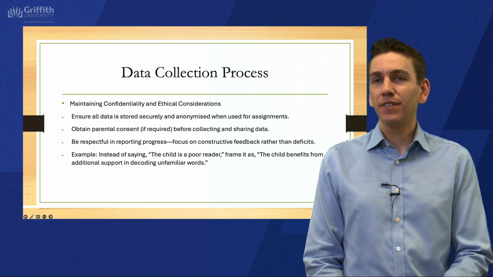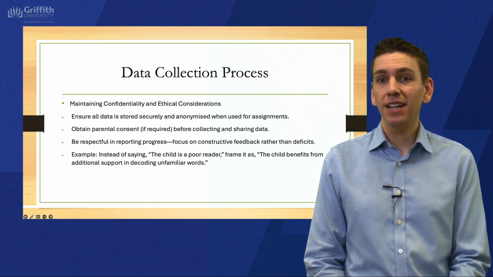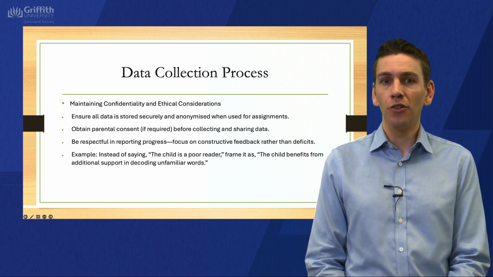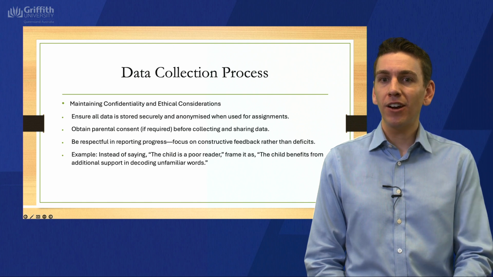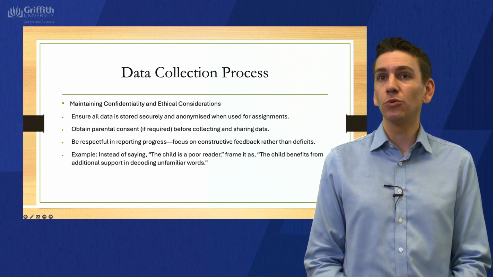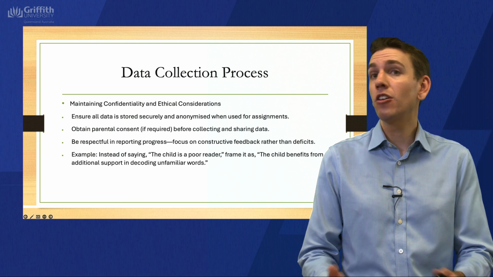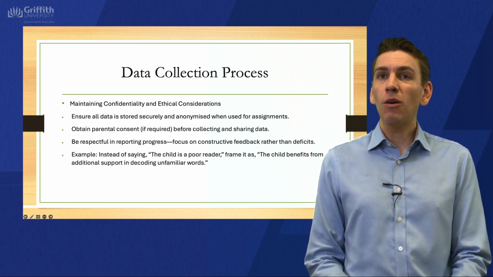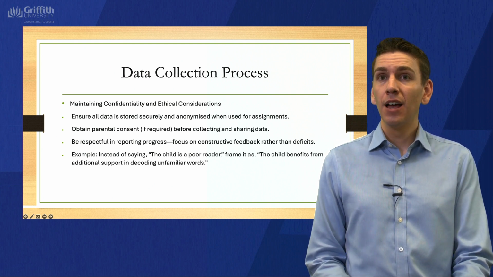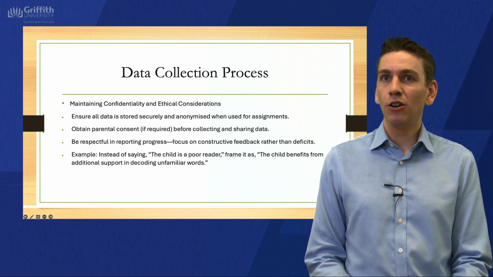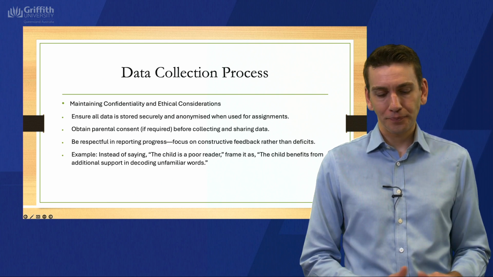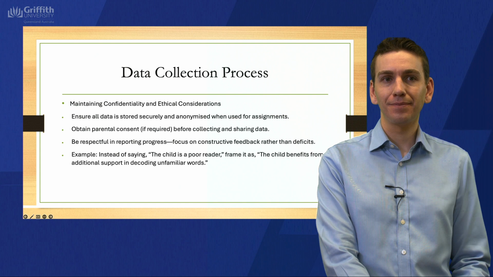So, a couple of examples off the top of my head. Rather than saying, oh, the child's a poor reader, reframe it: this child benefits from additional support in decoding unfamiliar words. That way it's positive and supportive, but it's also highlighting an area of need and growth. Just something to consider.